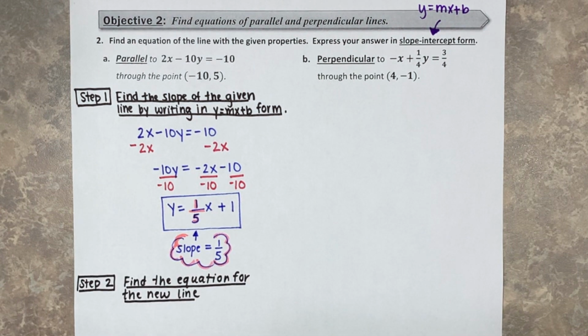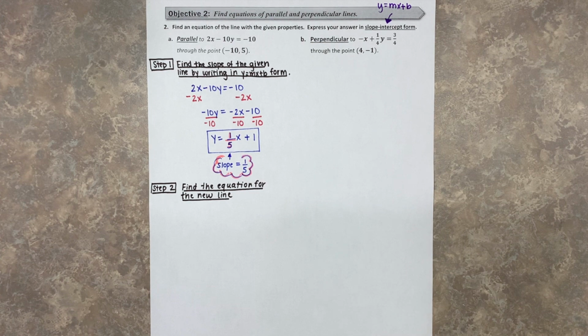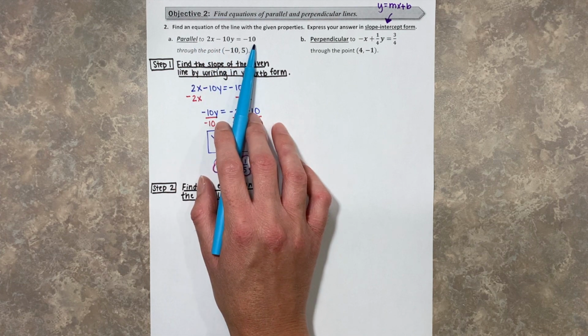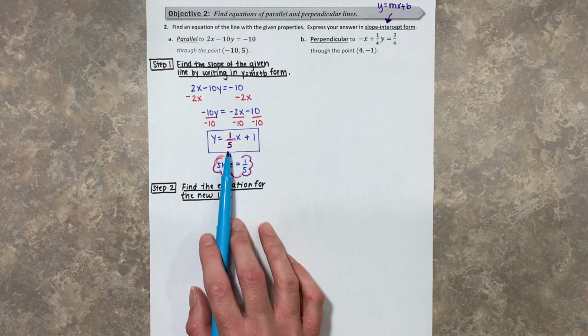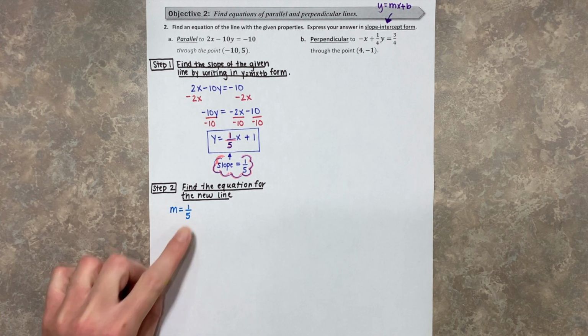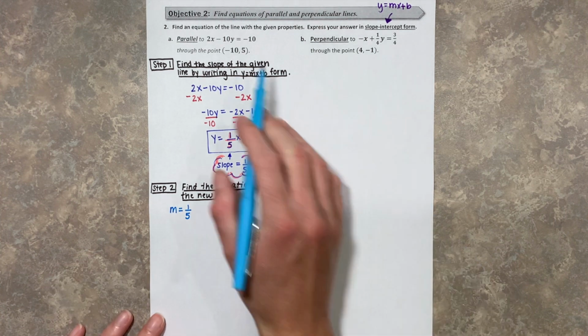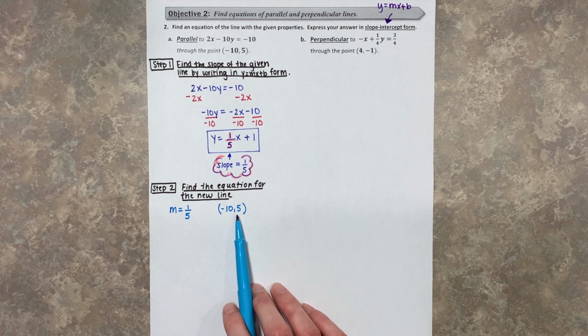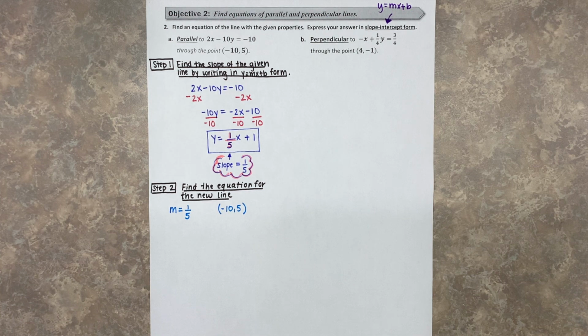So for step 2, we're going to find the equation for our new line. What information do we have about our new line? Well, we know that our new line is parallel to the given line. We just found that the slope of the given line is 1/5. So if our new line is parallel, it must have the same slope. So our new line has a slope of 1/5. We also know that our new line must go through this point. Now, in chapter 1.6, we learned that if you know the point and a slope, there are two different methods we could use to write our answer in point-slope form.